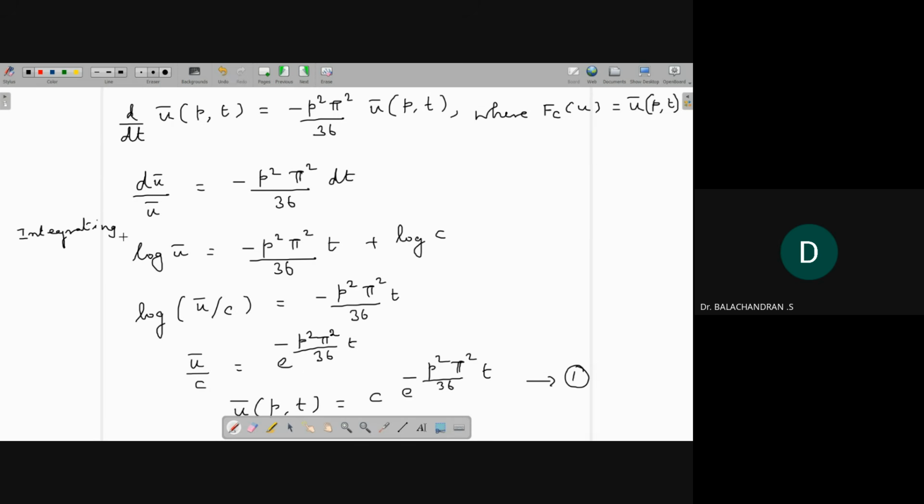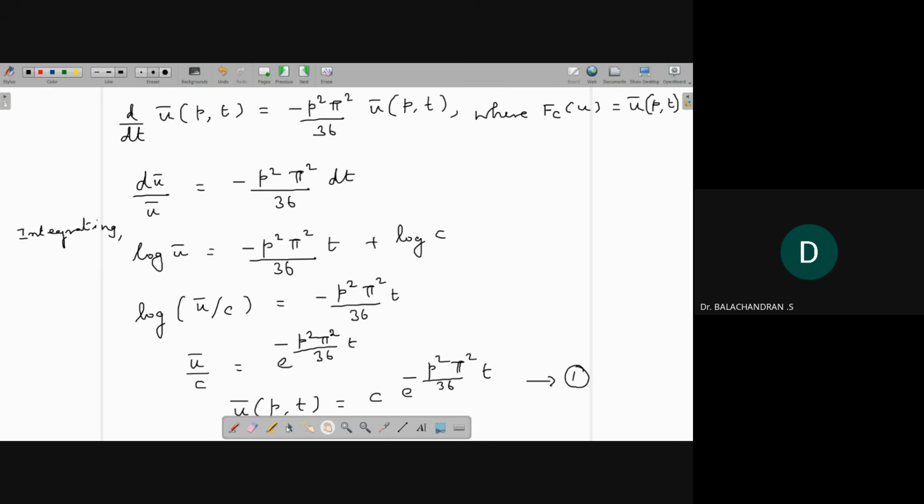Next step, I'll write log ū minus log c on the left hand side. So log a minus log b is log a by b, which is equal to minus p²π²/36 into t. Now I'm going to raise e to the power. e to the power of log of ū by c is ū by c, which is equal to e to the power minus p²π²/36 into t.